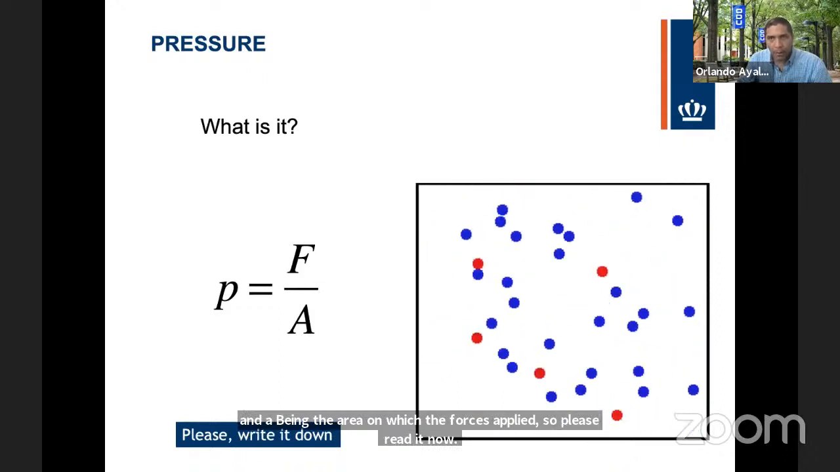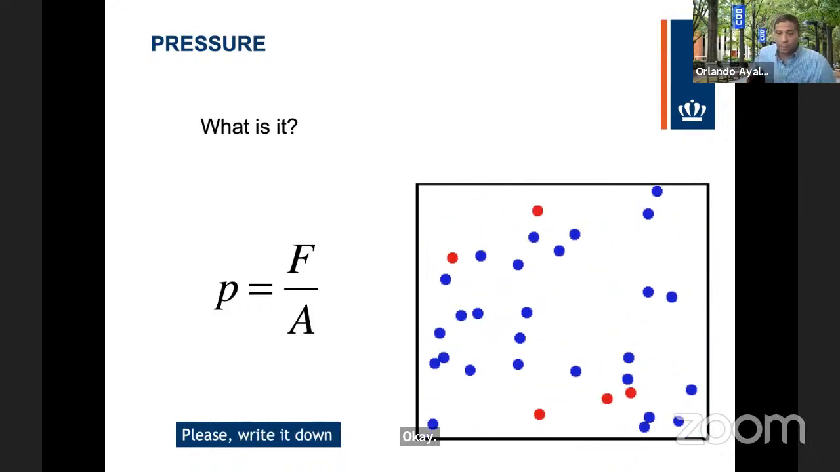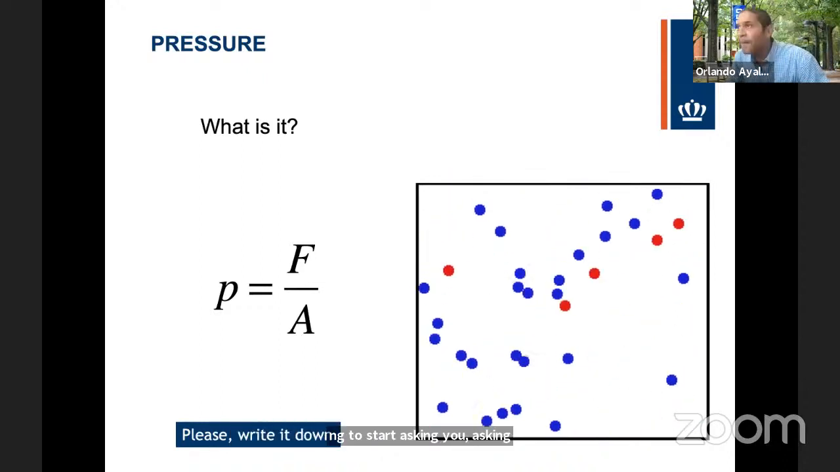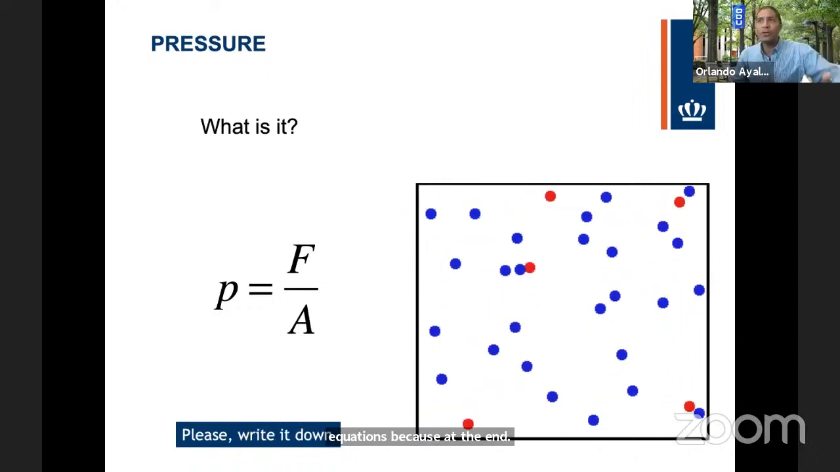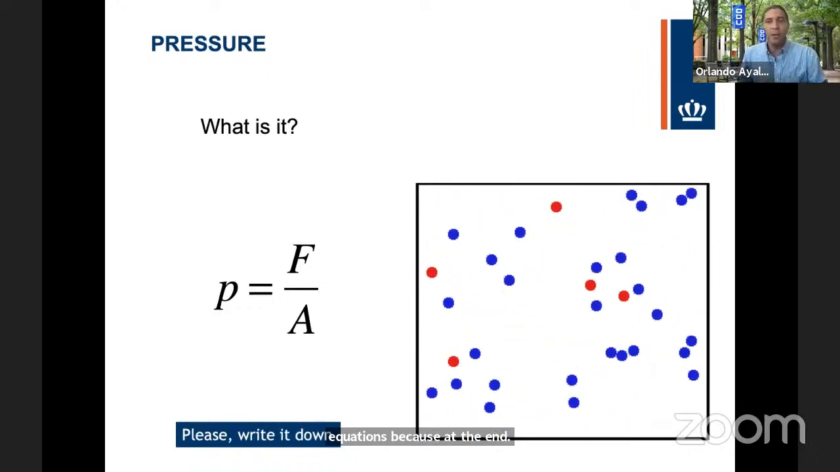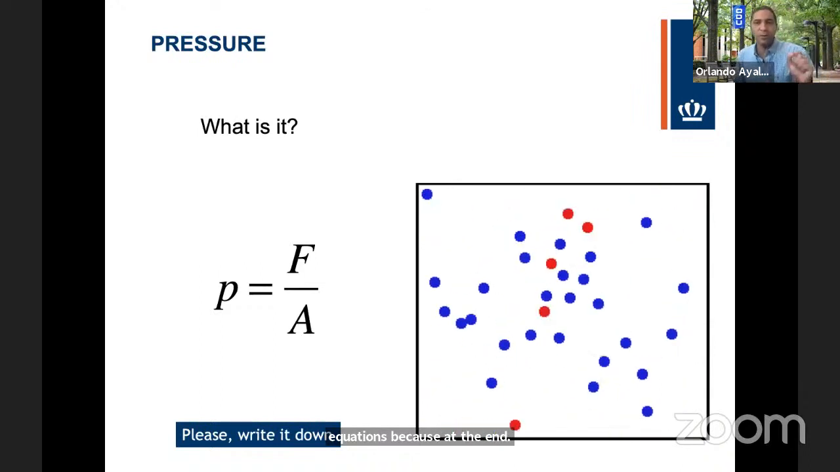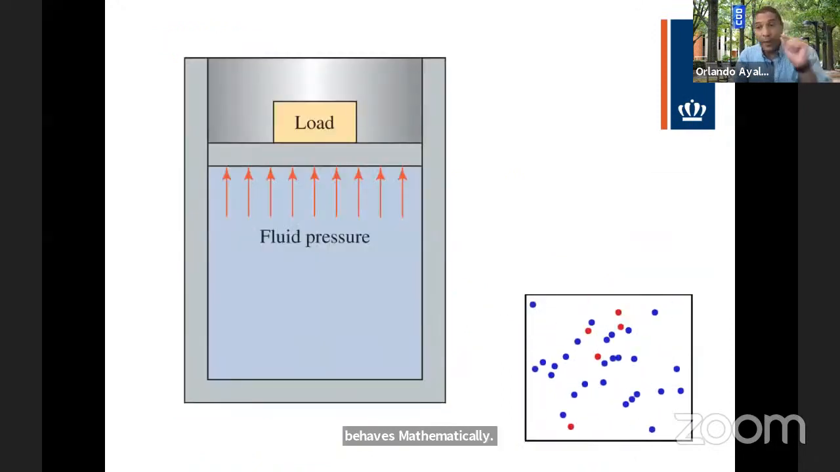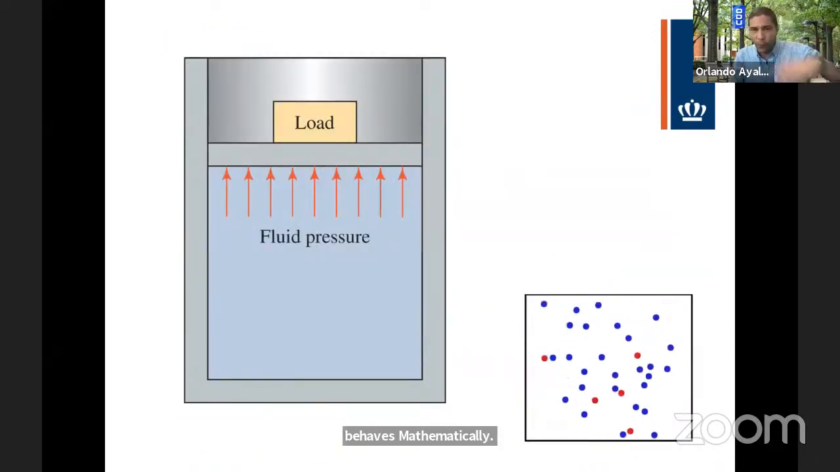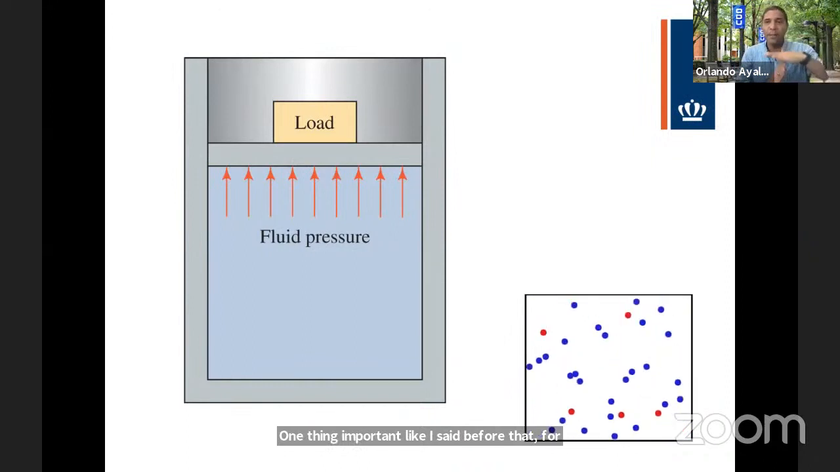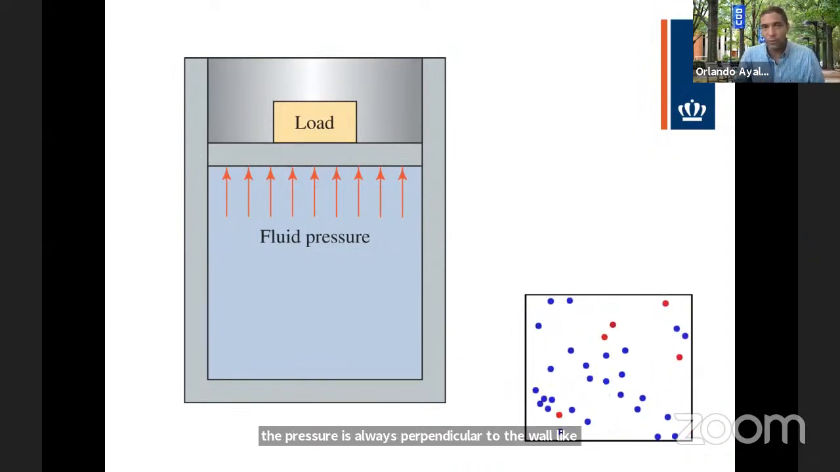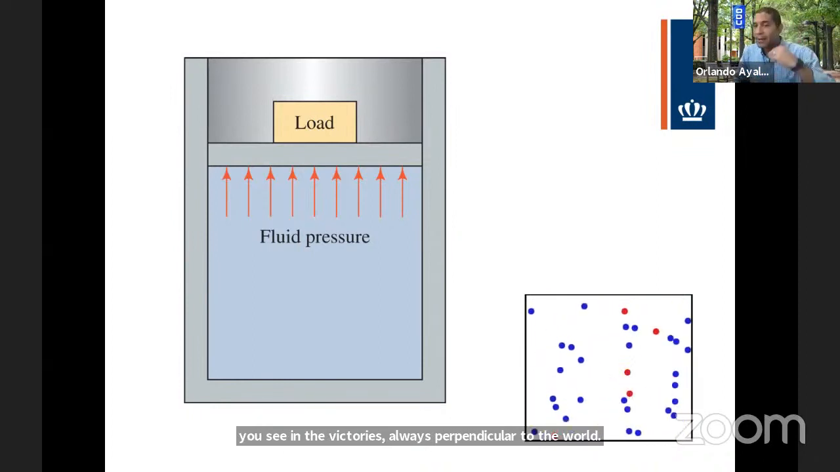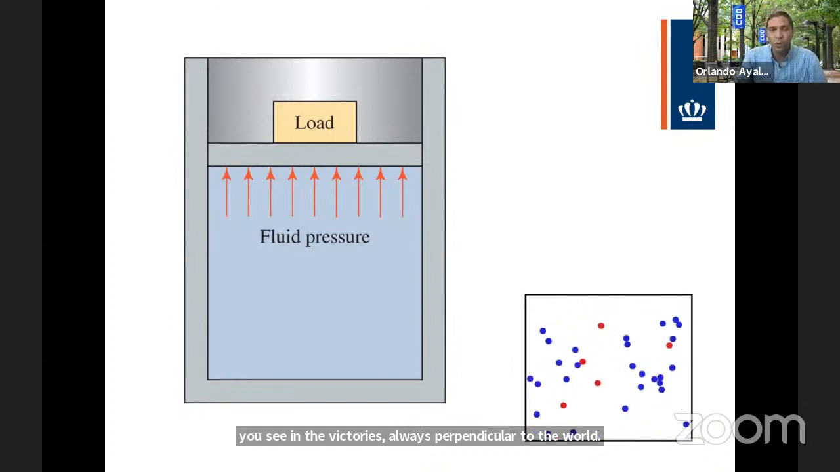Okay, let's move on and keep the piece of paper next to you because I'm going to start asking you to continuously write equations, because at the end, many times to better understand the physical phenomena of anything, we might want to rely on the equation because the equation tells us how it behaves mathematically. One thing important, like I said before, is that the force due to the pressure is always perpendicular to the wall, like you see in the picture. Shear stress is parallel to the wall, whereas pressure is perpendicular to the wall.